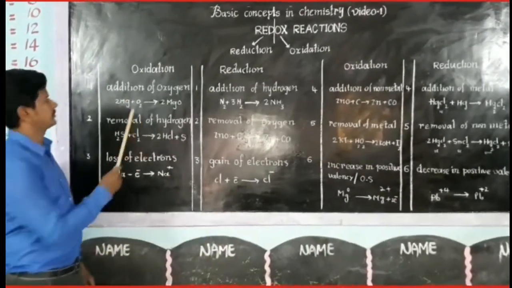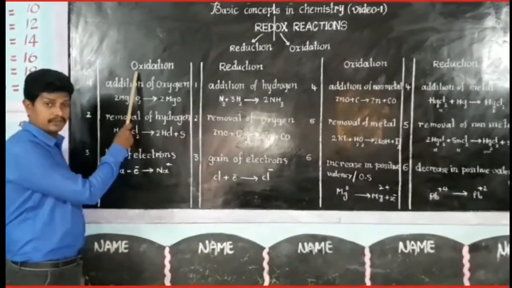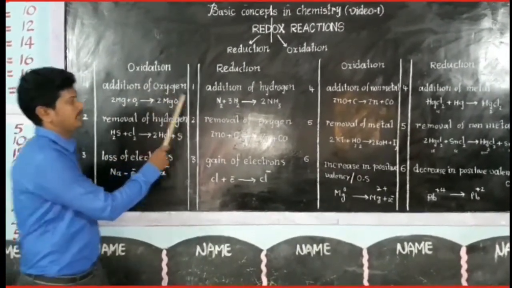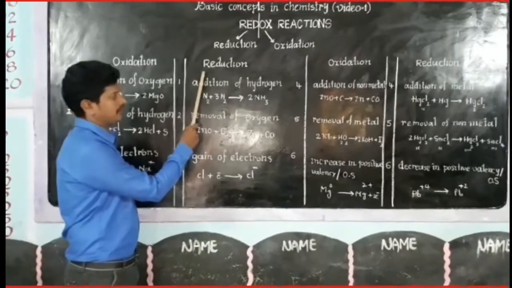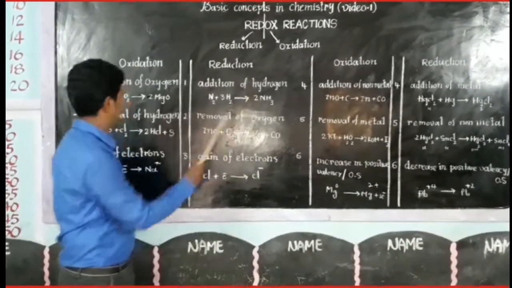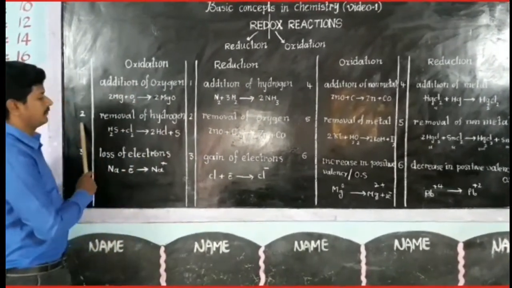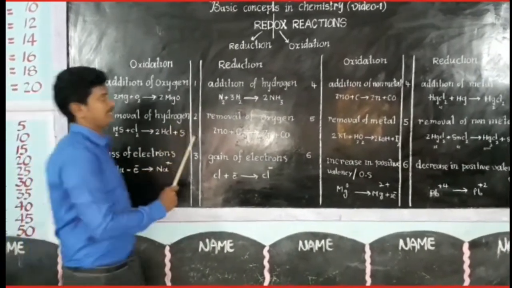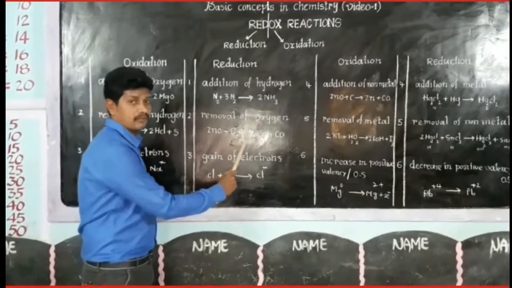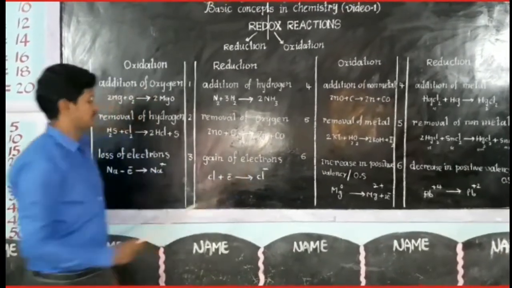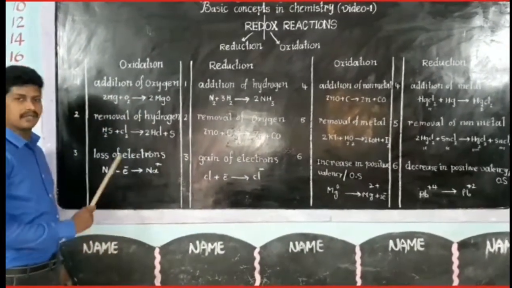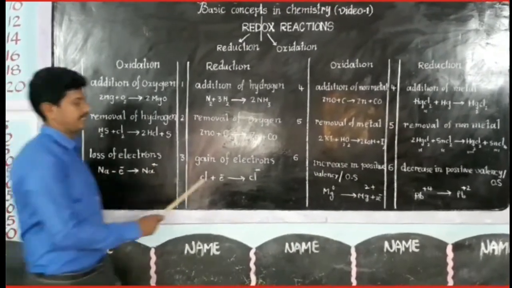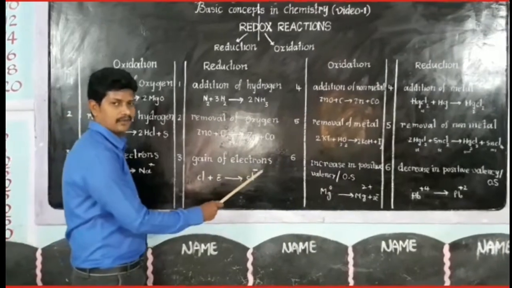First question is, define oxidation in terms of oxygen. Next, question number 2, define reduction in terms of hydrogen. Next, question number 3, define oxidation in terms of hydrogen. Question number 4, define reduction in terms of oxygen. Next, question number 5, define oxidation in terms of electrons. Next, question number 6, define reduction in terms of electrons.